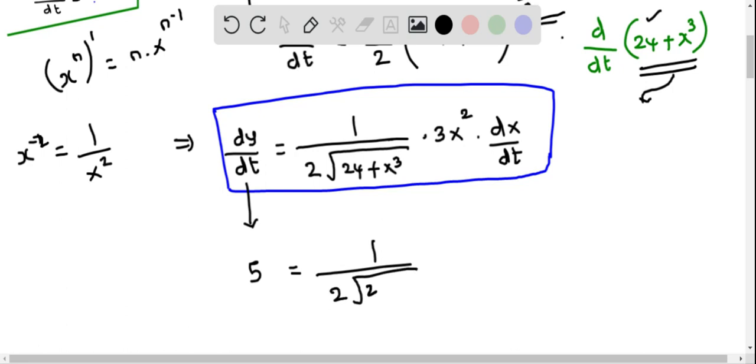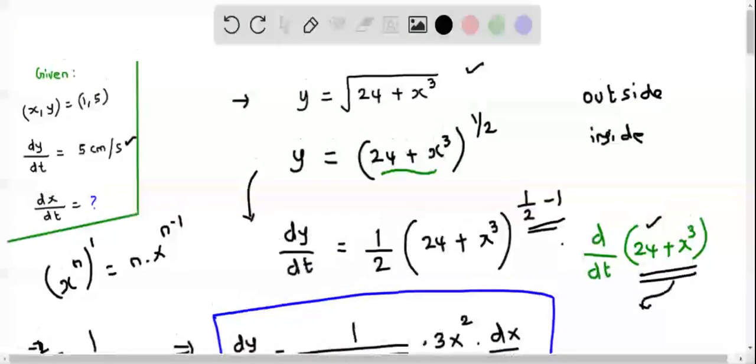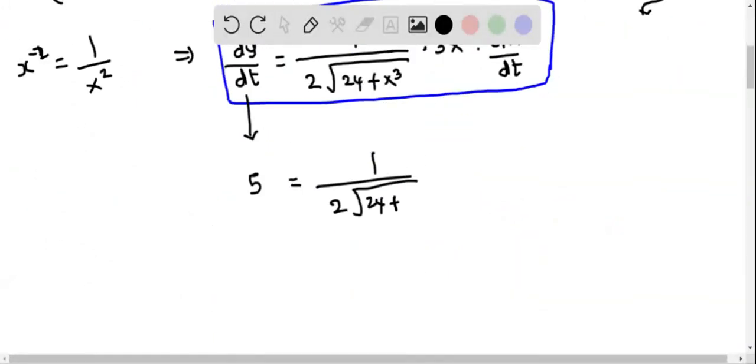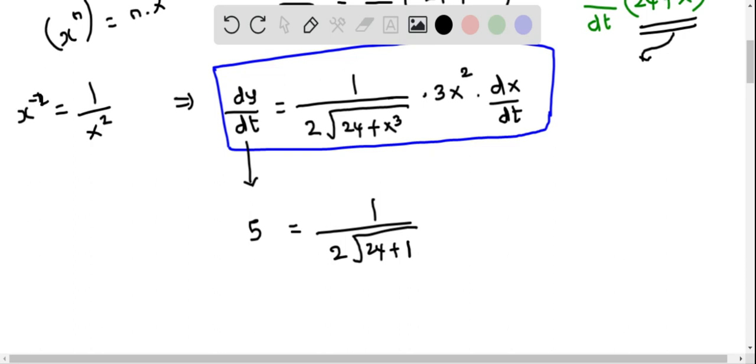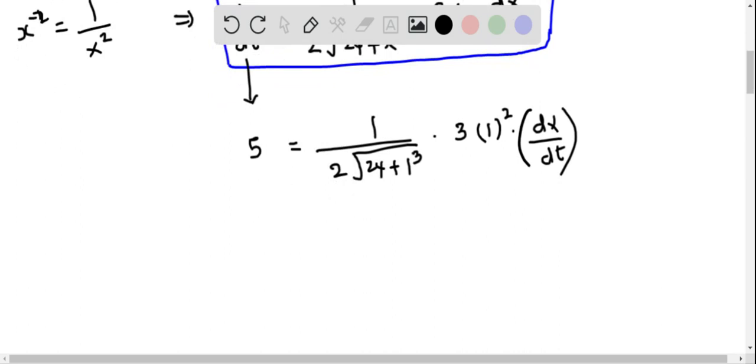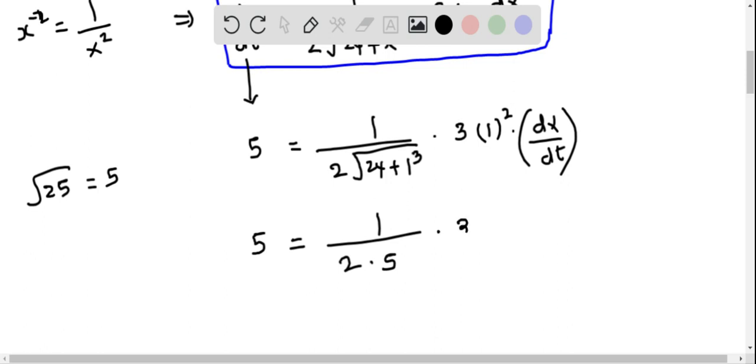under the root of 24 plus, the point is x comma y is 1 comma 5, so we have to plug in x equal to 1 here. So it becomes 1 cube times 3 times of 1 squared times dx over dt. We can now solve for dx by dt from this. Let's simplify this. So we have 5 here, and this equals 1 over 2 times of 24 plus 1 cube is 1. So it is 24 plus 1 is 25. And the square root of 25 is 5. So I put 2 times of 5 multiplied by 3 times of dx over dt.